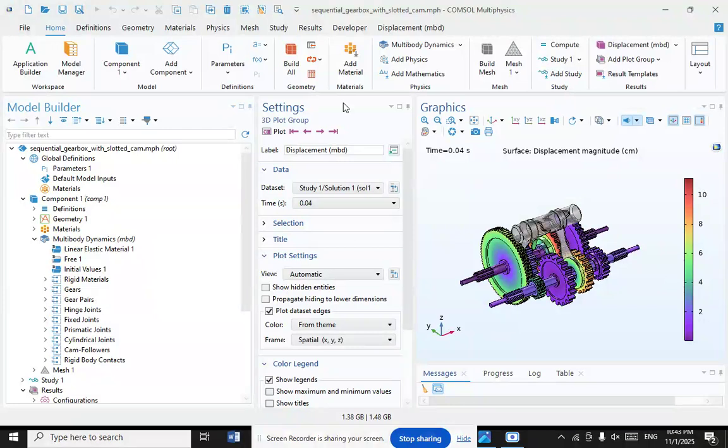NASCAR introduced a 5-speed sequential manual transmission with their Gen 7 car in 2022 after using a conventional 4-speed H-pattern manual transmission for many years. Due to the high rate of wear and abrupt shifting action, sequential manual transmissions are rarely used in passenger cars, albeit with some exceptions.